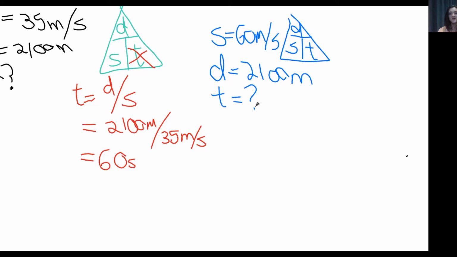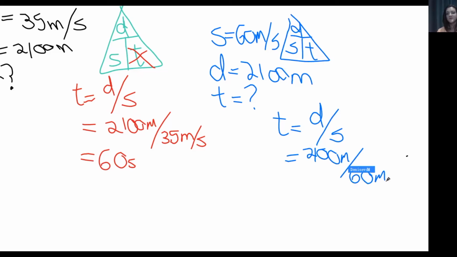Therefore, we still write our formula and say t equals distance over speed, which equals 2,100 meters divided by 60 meters per second. And this will equal to what number? Right, very good. The number we get is 35 seconds. Yes, because in this case, the meters will cancel each other out, and we will be left with only seconds.